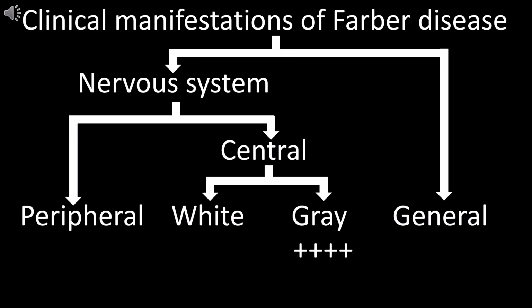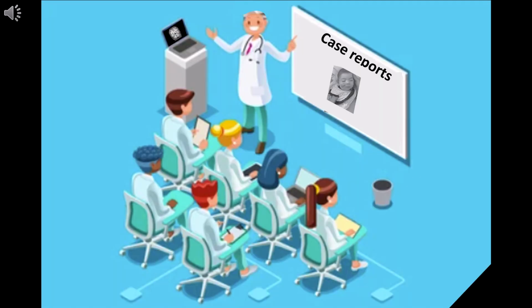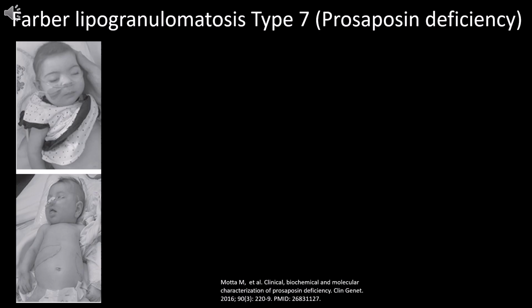End of footnote. Clinical manifestation and MRI findings point to a prevalence of gray CNS matter pathology involving the brain. General manifestations are also present. I will now present an illustrative case. These are photographs of two patients with prosaposin deficiency.